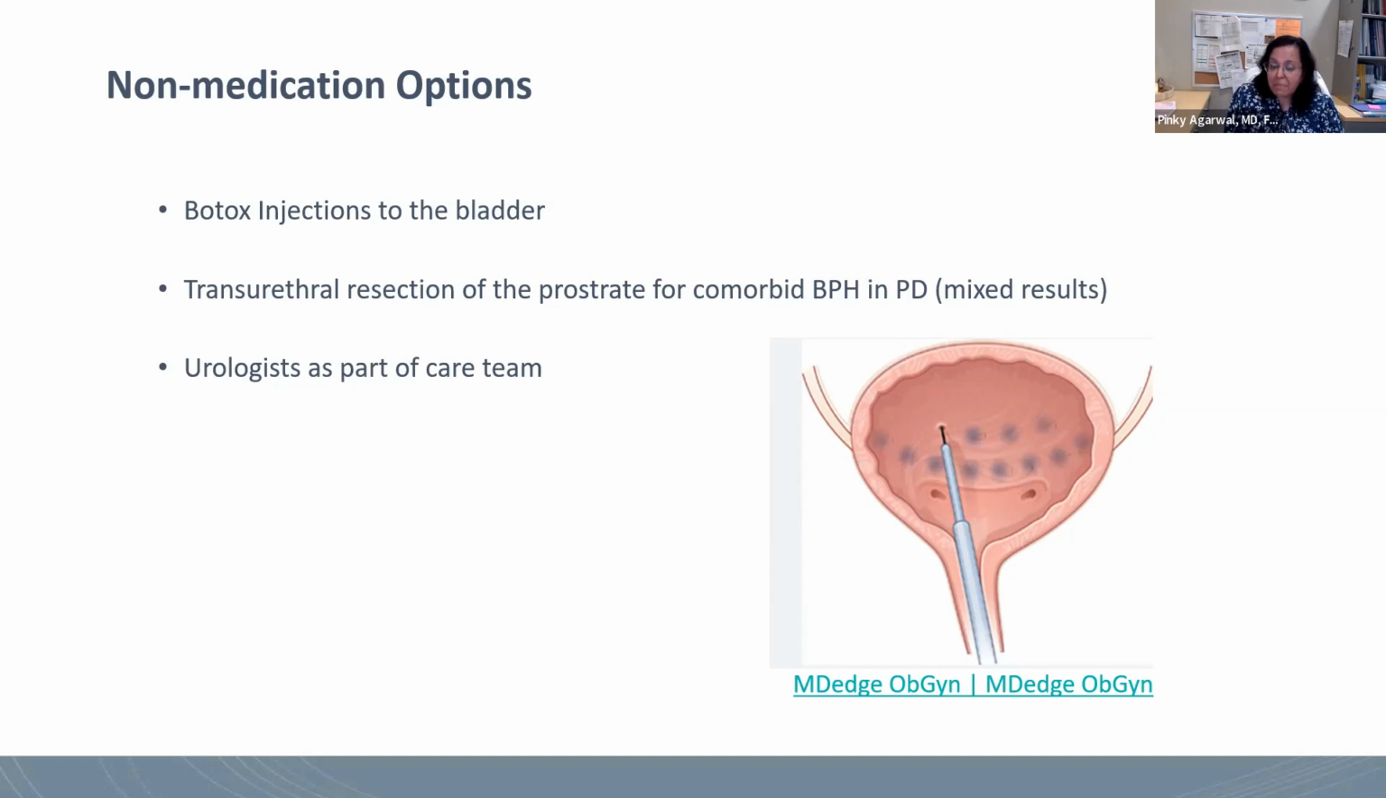However, if it's just Parkinson's disease, it has to be handled on a case by case basis, and some patients may benefit, some may not. So it has to be a conversation between your urologist and your neurologist. If overactive bladder is a big complaint, then it does help to have a urologist as part of your care team, so your neurologist and urologist can communicate with each other to come up with the best option for you.